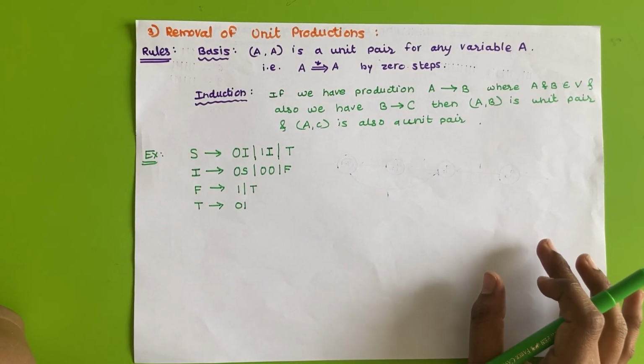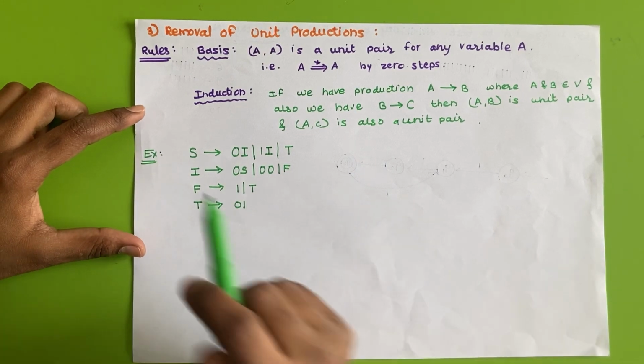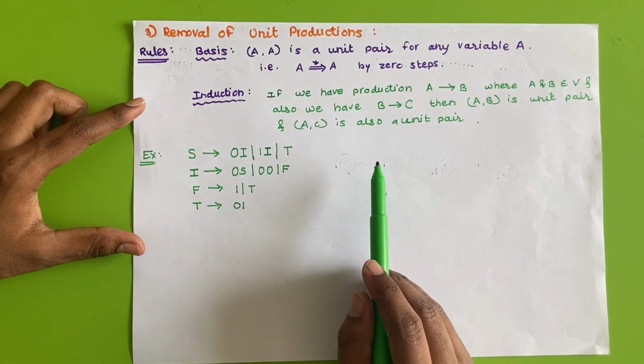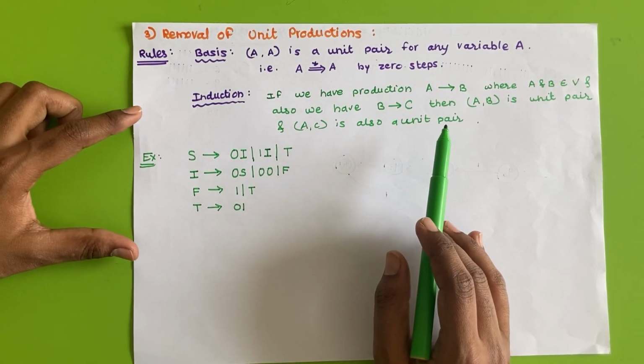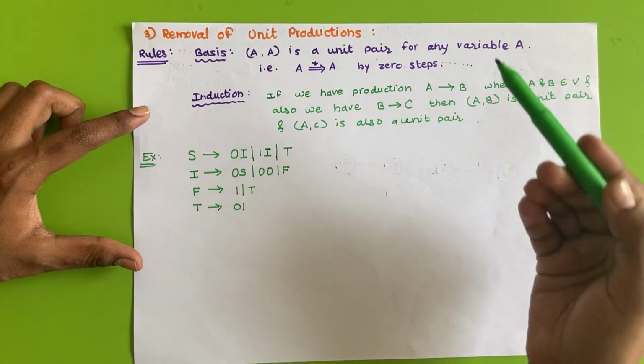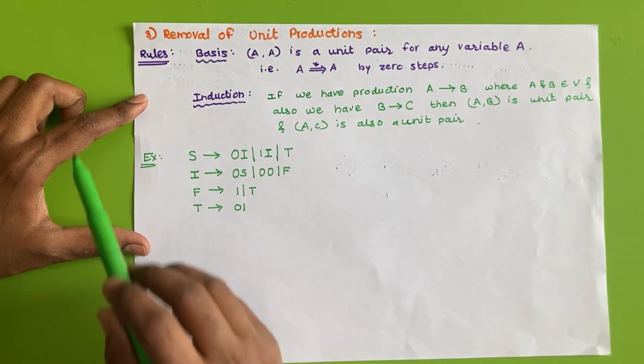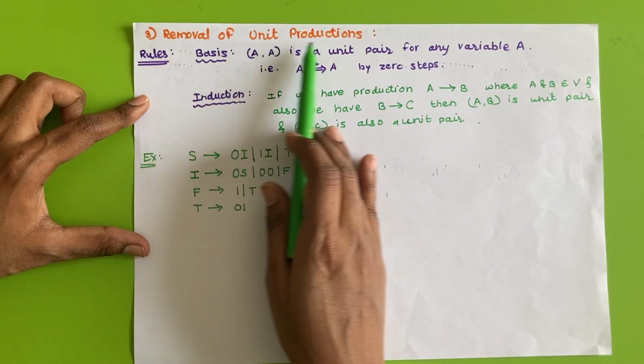Now the next step of simplification of a grammar, that is the last step, is removal of unit productions. As in the last video we have already seen, after the removal of null productions or empty productions, it will generate some unit productions. So first we will see what is meant by unit productions.